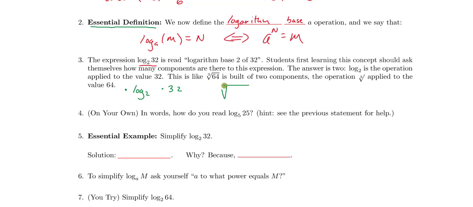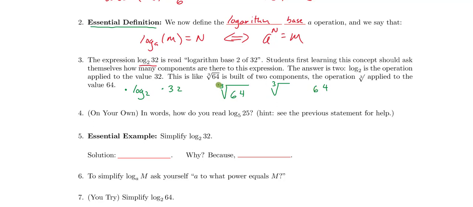Just like if you look at, say, the cube root of 64, this really has two components. You've got the operation, the cube root, and then you've got what you're taking the cube root of. So I want you to think of log base 2 as something you do to a number, the same way the cube root symbol is something that you do to a number.